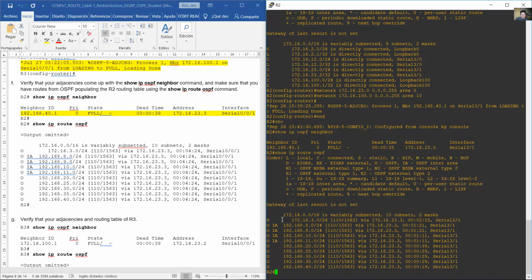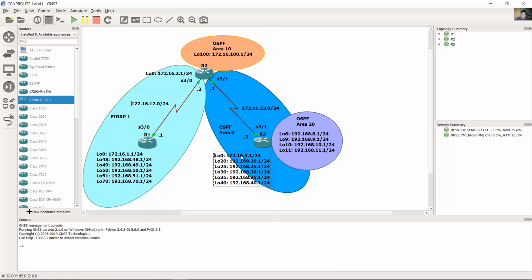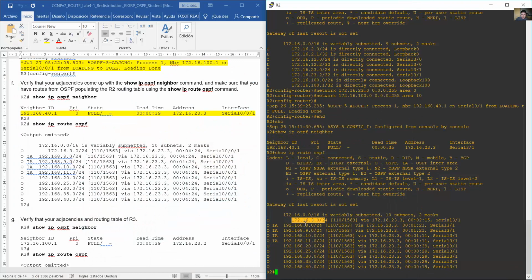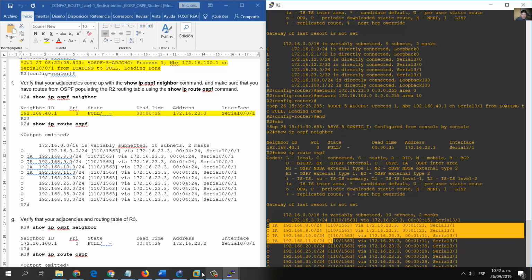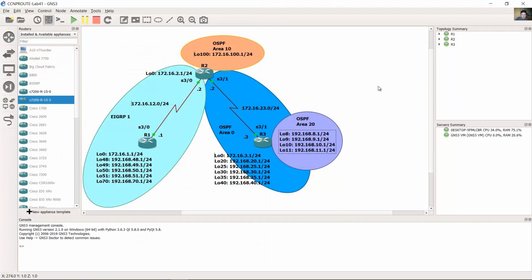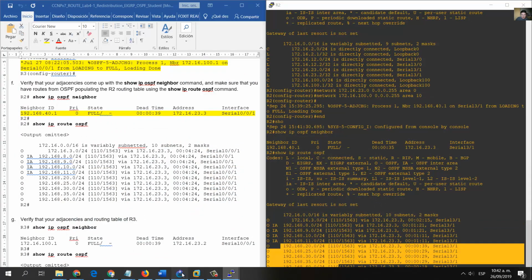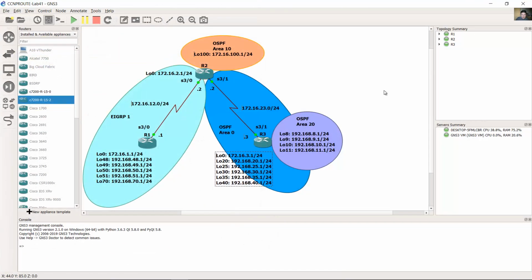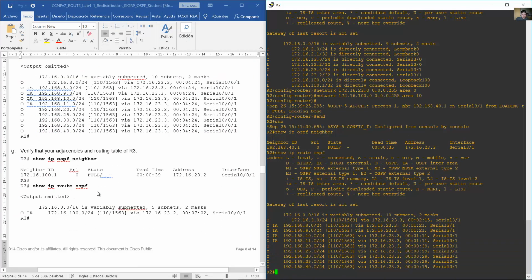Now you can see the network 3.0. 3.0 is loopback 0 on R3. 8, 9, 10, and 11 are inter-area, because they are placed on area 20. All these loopback interfaces, and 20, 25, 30, 35, and 40, all these loopback interfaces. So it's very well configured.